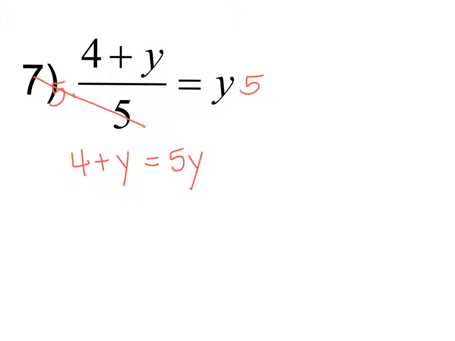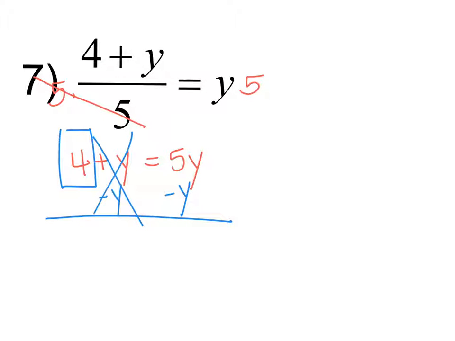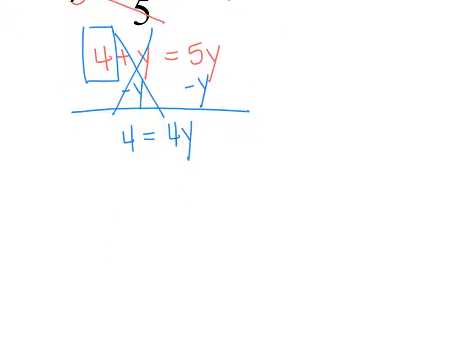Now I have to put the y's together. I'll leave the 4 where it is. I'll get rid of plus y by doing minus y on both sides. On the left, the y's will cancel, and I get 4 equals 5y minus y is 4y. Then last step, to get that y by itself, divide by 4 on both sides. That should be easy now. Crossing out the 4's, you get 1 equals y.